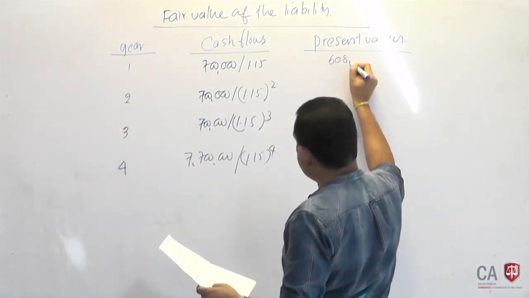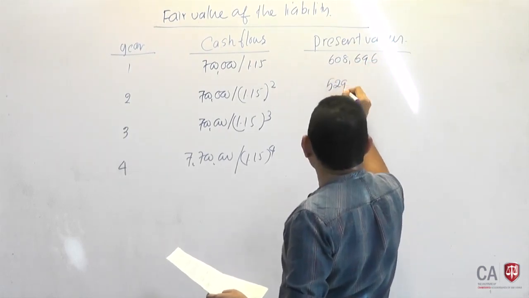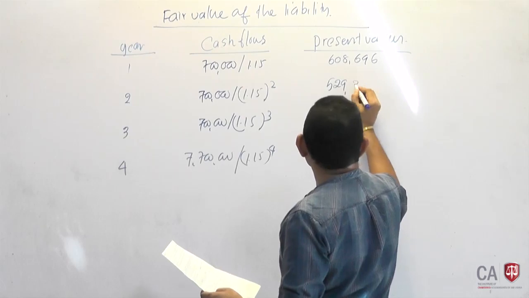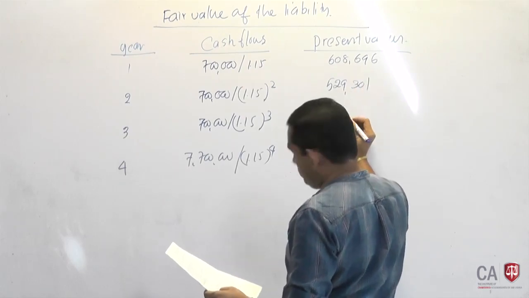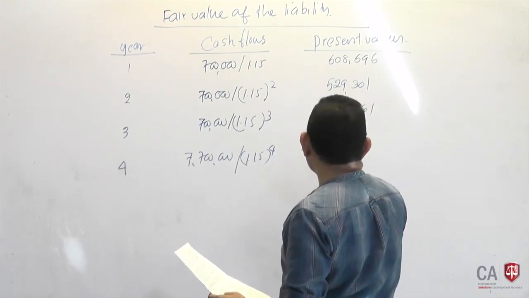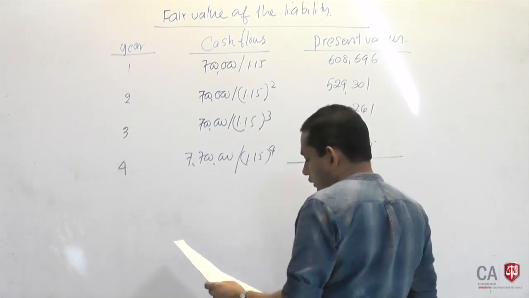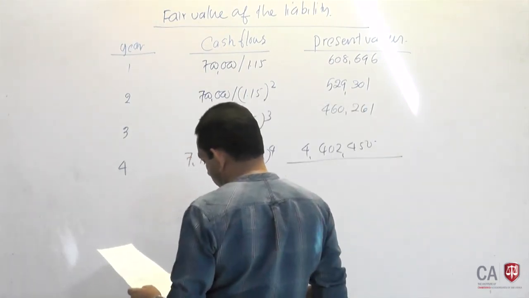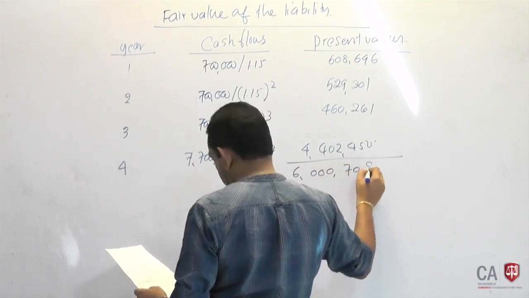608,696, 529,301, 460,261, 4,402,450, the total is 6,708,000.